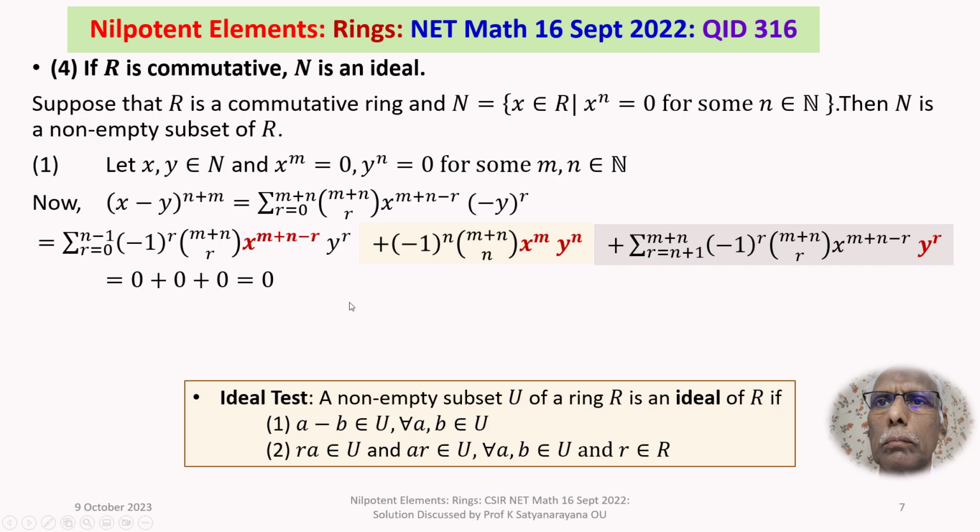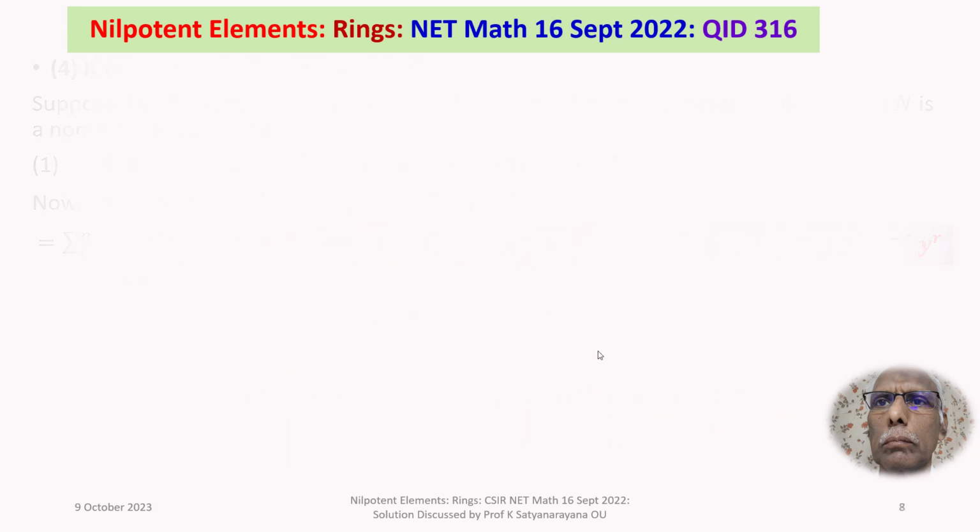So this tells you what? This tells you x − y is a nilpotent element, therefore it belongs to N whenever x, y belong to N, for all x, y in N. Thus our first property is verified. The first property of the ideal is verified. We continue in the next slide.